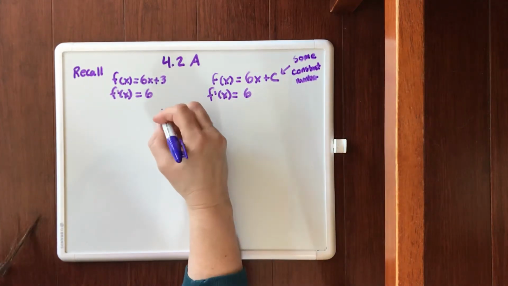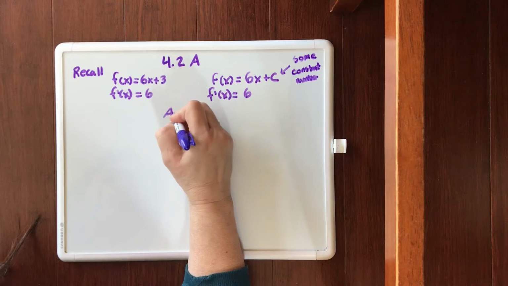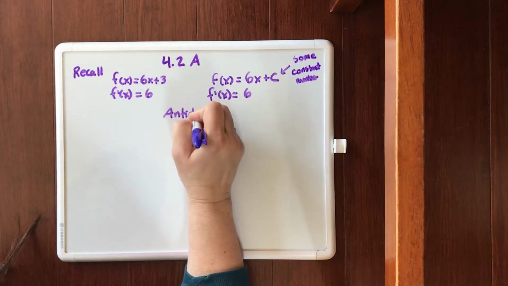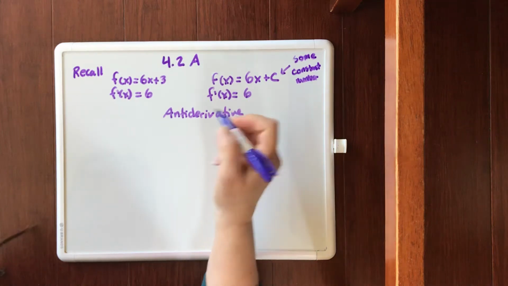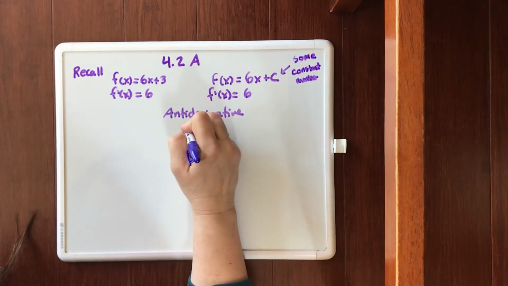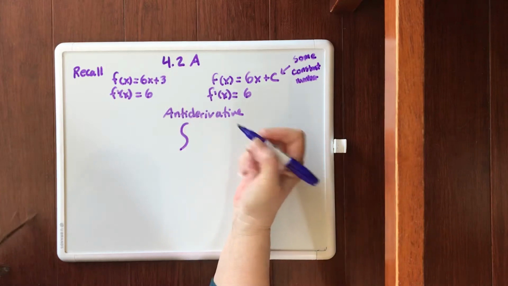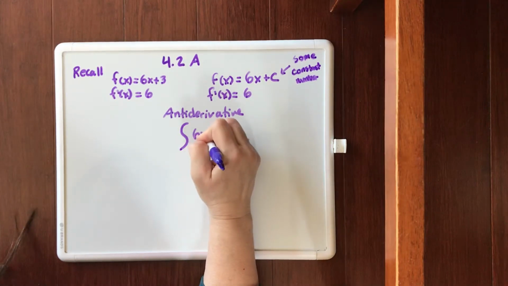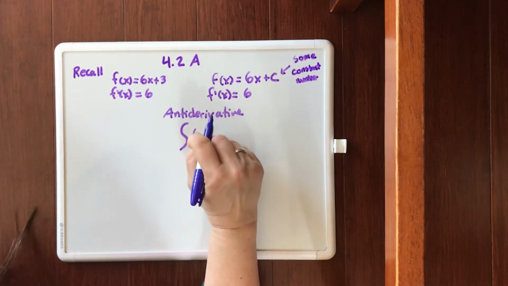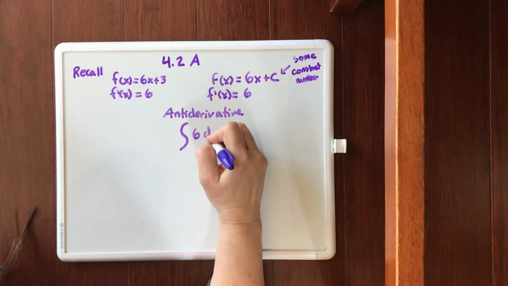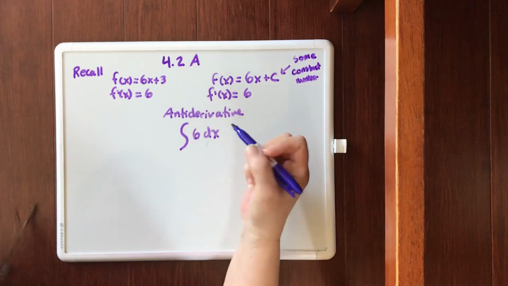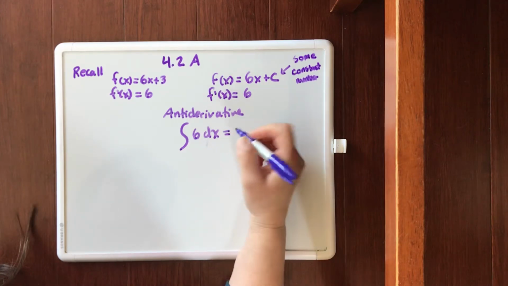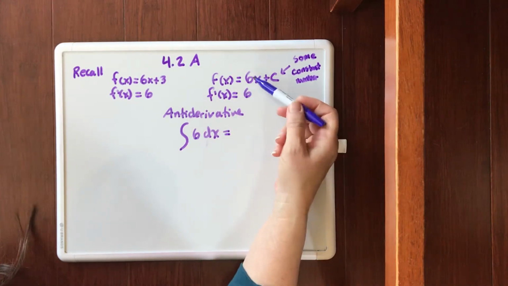We have something called the antiderivative. And in this example, it looks something like this, a little squiggly line, 6x, I'm sorry, just 6dx. Okay, this is an integral. We're going to integrate 6dx. And so basically we're going from here to here.